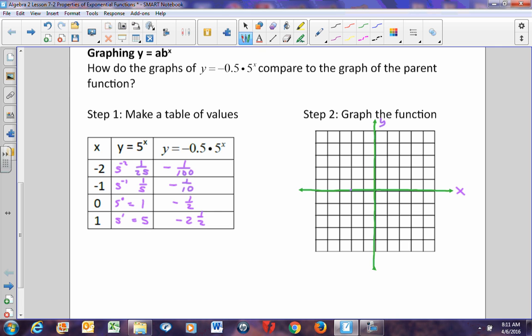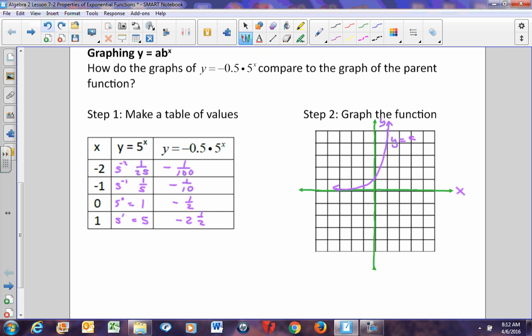Silly me. Actually, let's graph the parent function first. Okay, so I'm going to undo that. I should graph my parent function. I'm going to graph my parent function in purple, and I'll graph my new function in red. Okay? So negative 2, 1/25 is basically on the line. And then negative 1, 1/5 is barely off my line. And then 0, 1. Okay, 0, 1. And then 1, 5. So my parent function looks something like this.